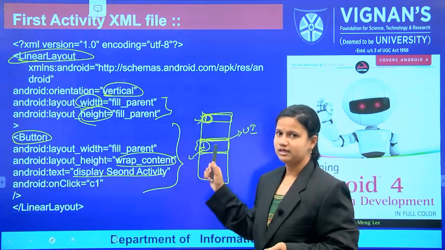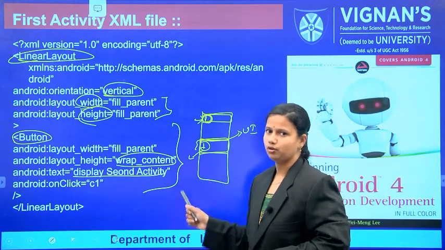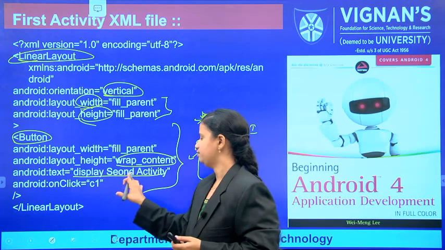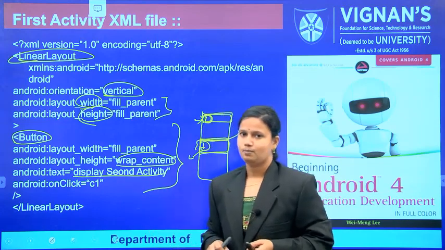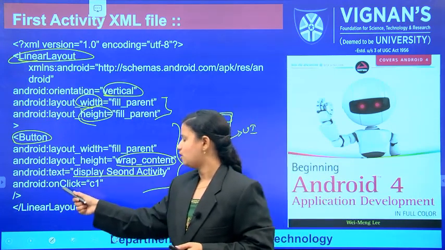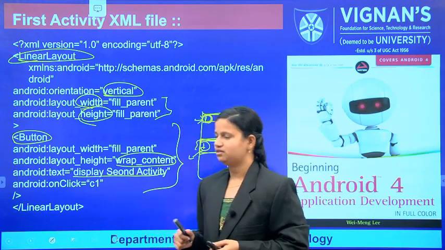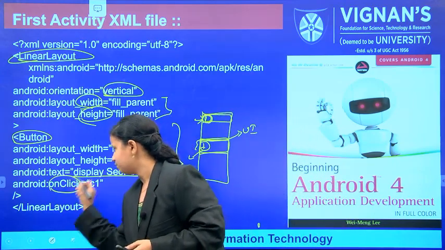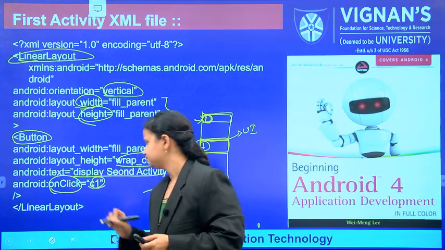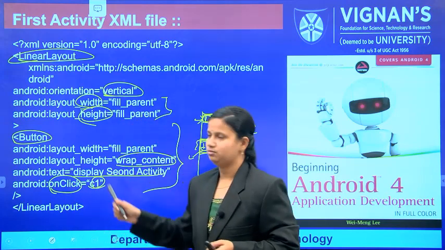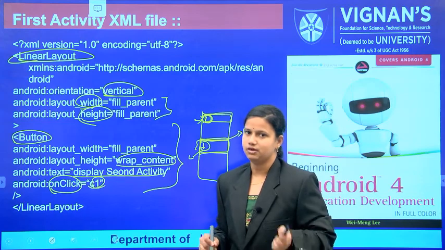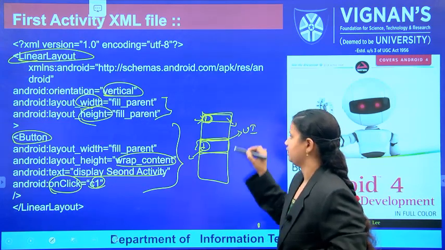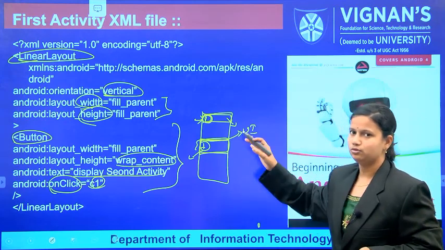So this button name could be Save, or OK, or whatever the button name is; that name is to be given here: display the second activity. And then onClick is C1. What is this onClick C1? Whenever you click on that button, it calls a method, and that method or function name is to be provided here, that is C1. So whenever you click on that button, it will move to the second activity.